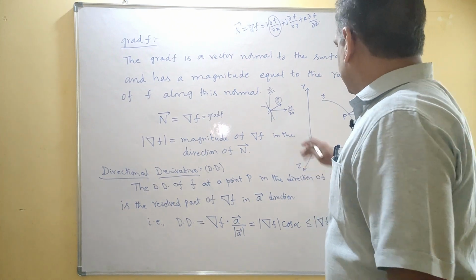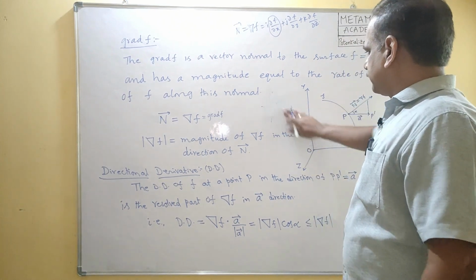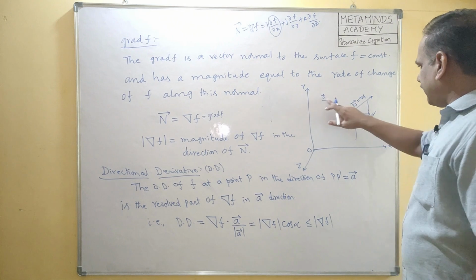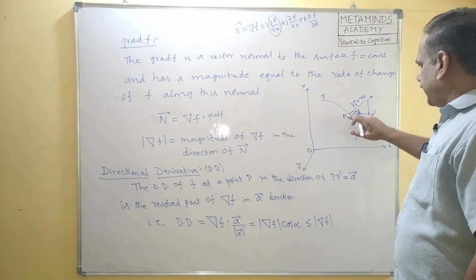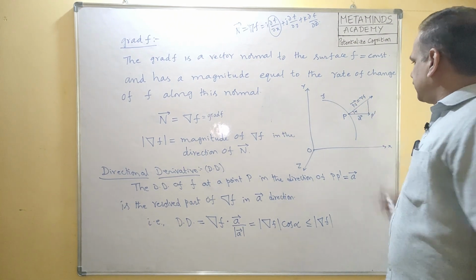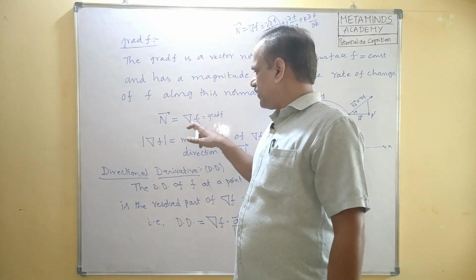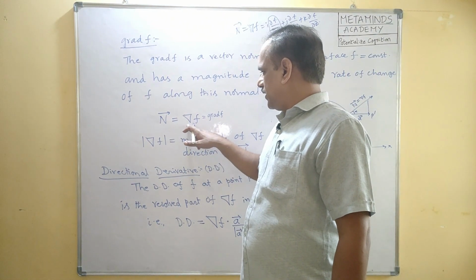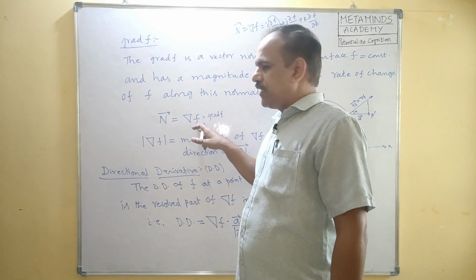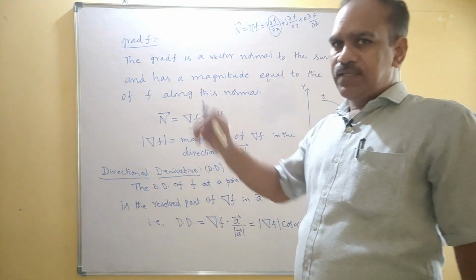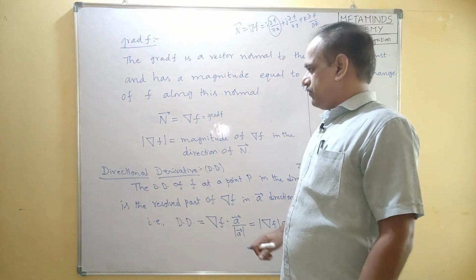Okay, so you are given the surface F, then n bar is in the direction of del f. So how do you find the normal to the given surface F? It is just del f. If you find grad f, that is del f, you will get the normal to the given surface F.